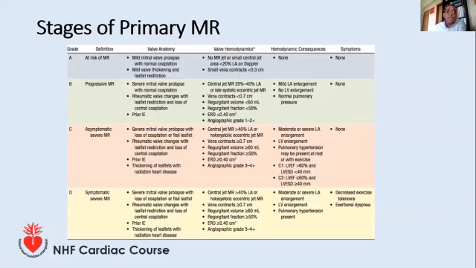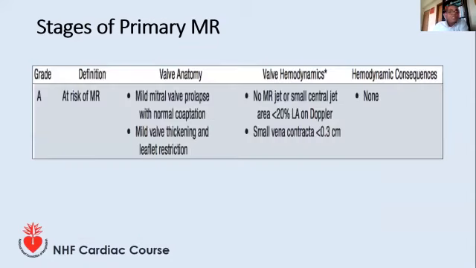Staging is very important for the management plan of mitral regurgitation. So there are four stages in primary or secondary MR. Stage A is at risk of MR, stage B is progressive MR, stage C is asymptomatic severe MR, and stage D is symptomatic severe MR. If we look stage by stage, we can see stage A, those who are at risk of MR. We can see the valve hemodynamics: there is no MR jet or a small central jet area less than 20% of the left atrium on Doppler, and a small vena contracta less than 0.3 centimeters.